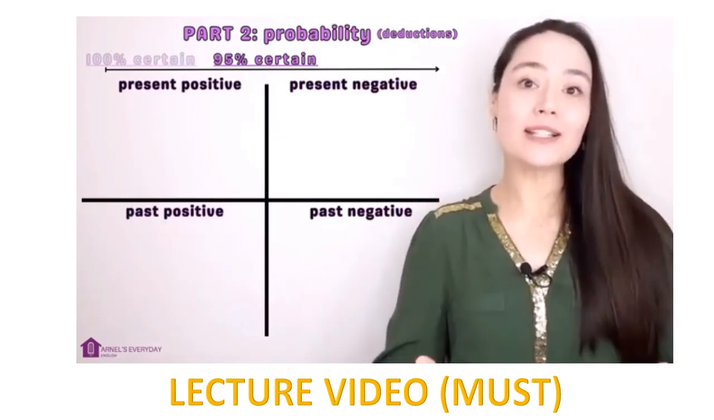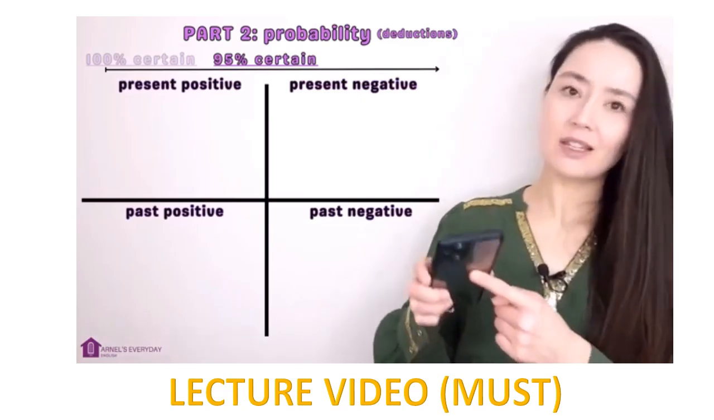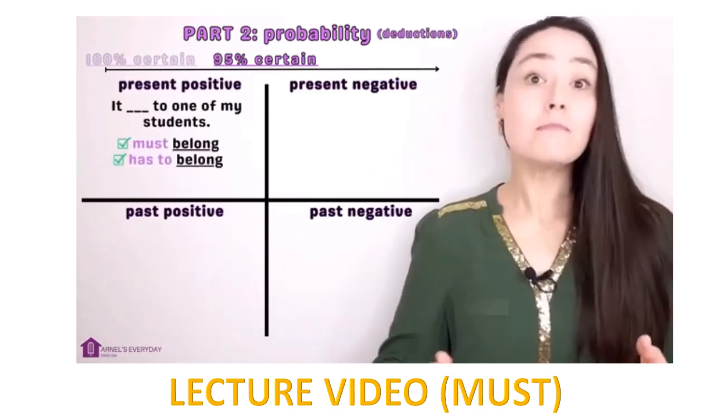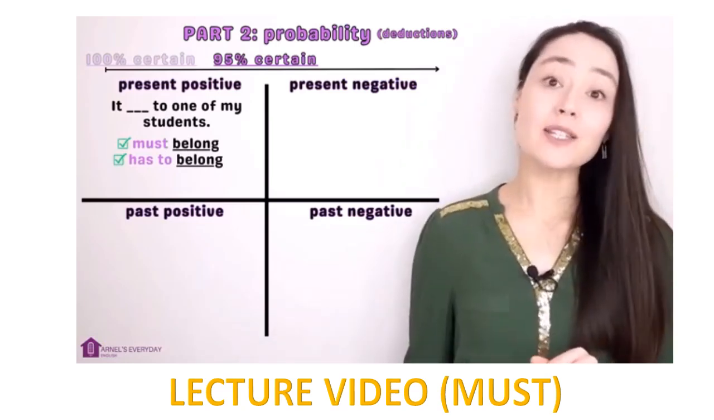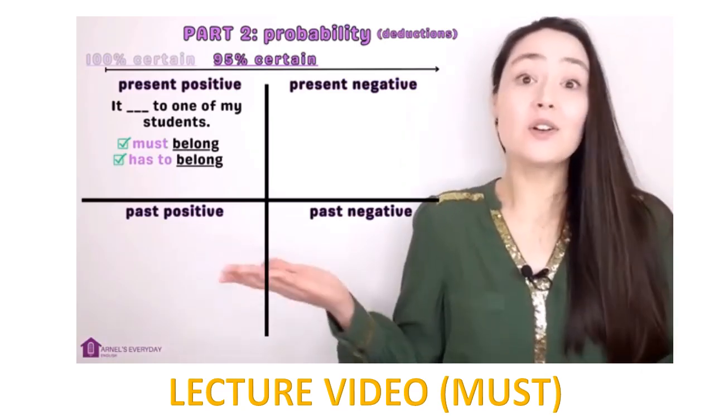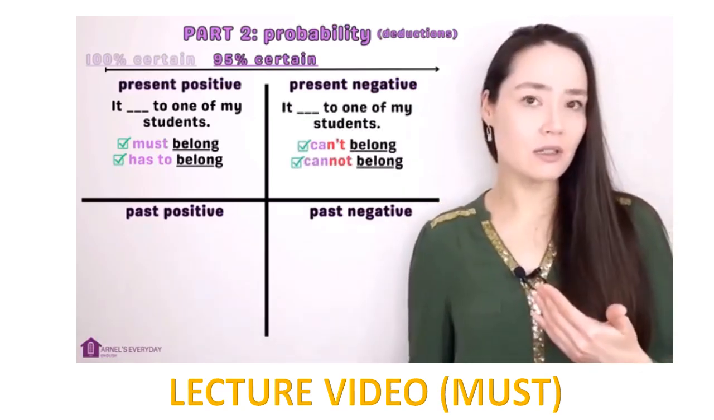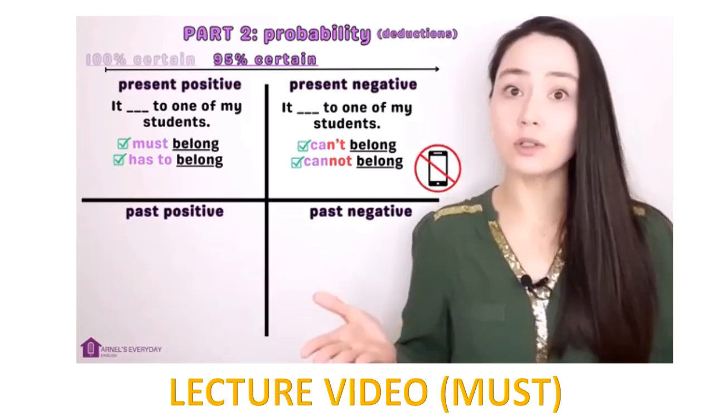Let's do one more example before the test. Is this your phone? No, it must belong to one of my students. It has to belong to one of my students. I mean, who else? It can't belong to one of my students. I have a very strict no phones in class rule.